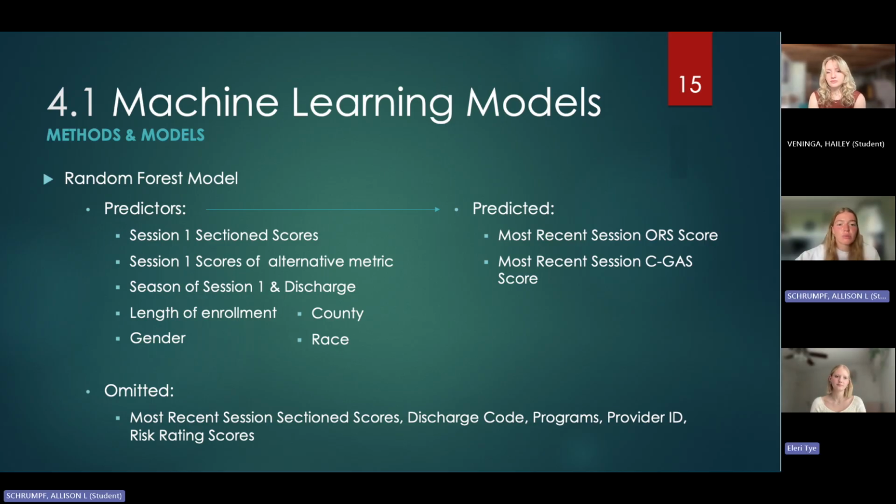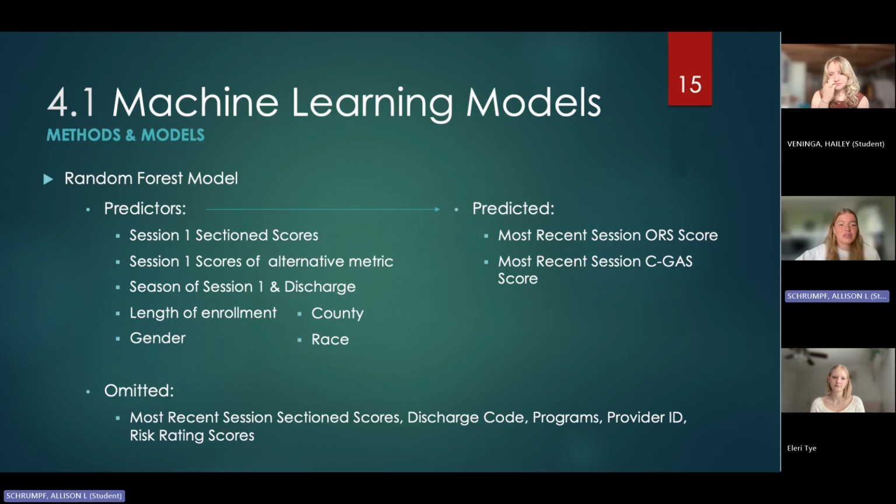So for this model, we ran it twice, once for the most recent session ORS score, and then a second time for the most recent session CGAS score. And the predictors we used for this model are the session 1 section scores, so those 4 different categories that we talked about at the beginning, as well as the session 1 score from the alternative metric. So if we were running the ORS model, we used the session 1 CGAS score.